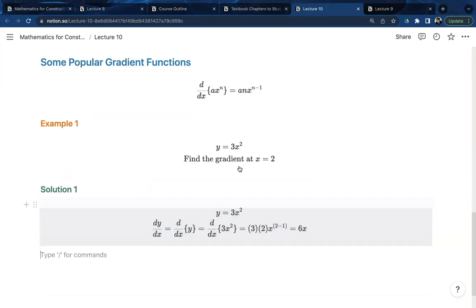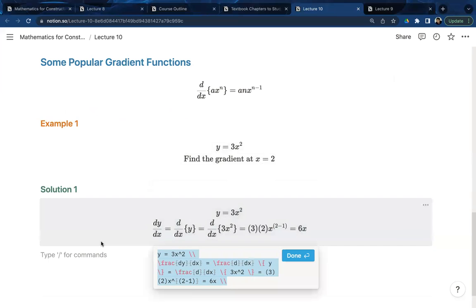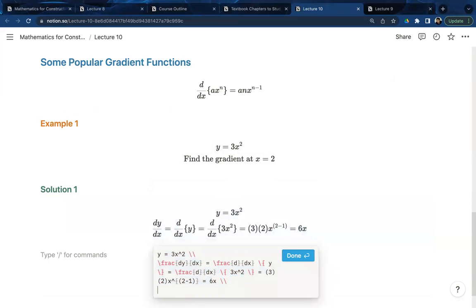This is the gradient function. But what did they ask? Find the gradient at x equals 2. So now we have to say dy dx, right?